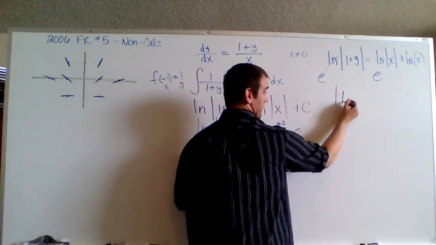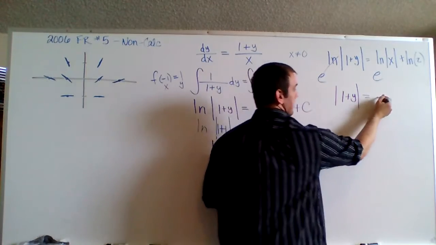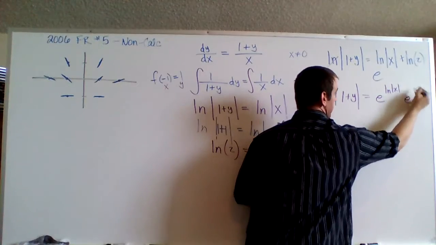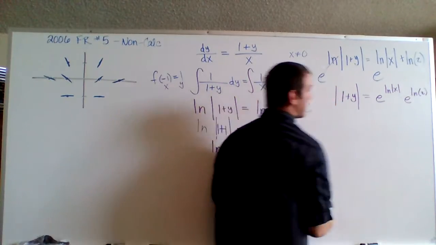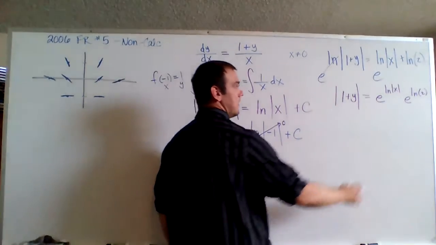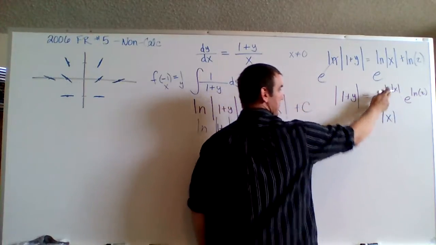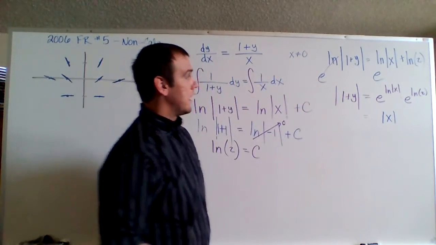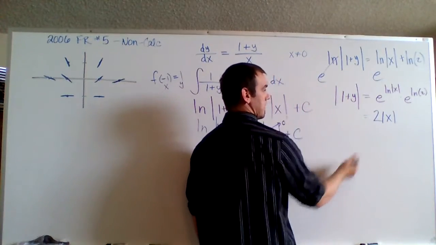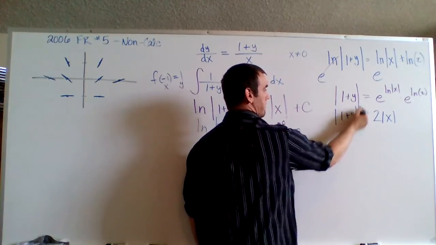I'm left with the absolute value of 1 plus y is going to equal, okay, this is going to be e to the natural log of the absolute value of x times e to the natural log of 2. All right, and what will happen with that is this is just going to turn into the absolute value of x because e to the natural log cancels off each other. And same thing for here, we're going to be left with a normal 2. So we get 2 absolute value of x is going to equal absolute value of 1 plus y.